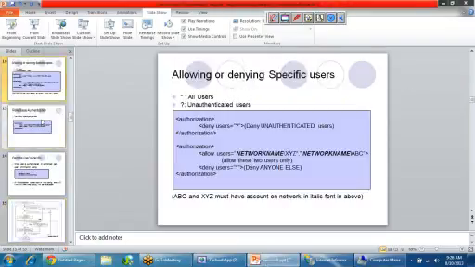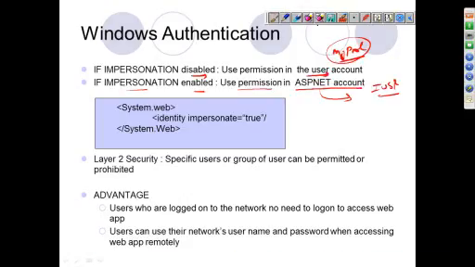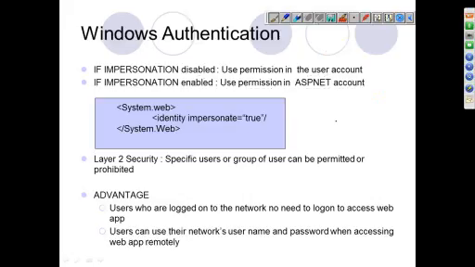Okay. So impersonation is when you are changing your application's process to run under some identity. You can enable or disable the impersonation. Now it is different in IIS 6 and 7. In IIS 7, if it is disabled, it uses the user account, and if it is enabled, it uses the ASP.NET account.